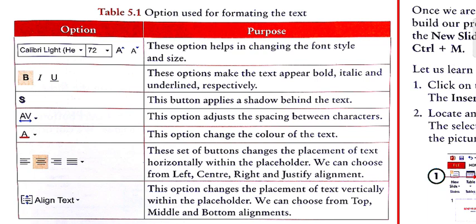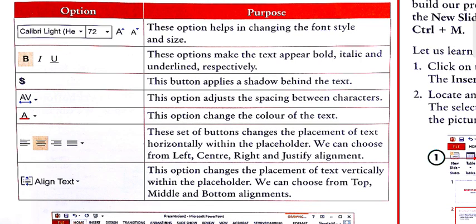Next is bold, italic, underline. These options make the text appear bold, italic and underlined respectively. Next is the shadow option. This button applies a shadow behind the text. Next is the spacing option. This option adjusts the spacing between the characters. Next is the color option. This option changes the color of the text.